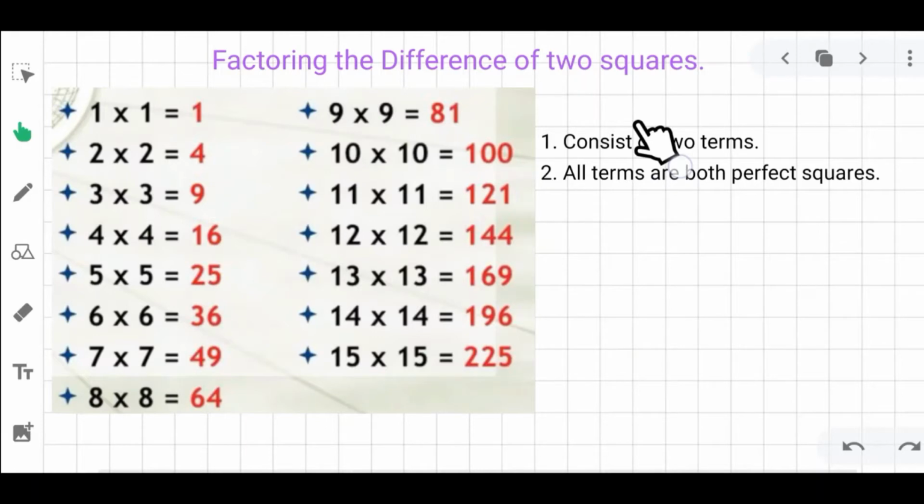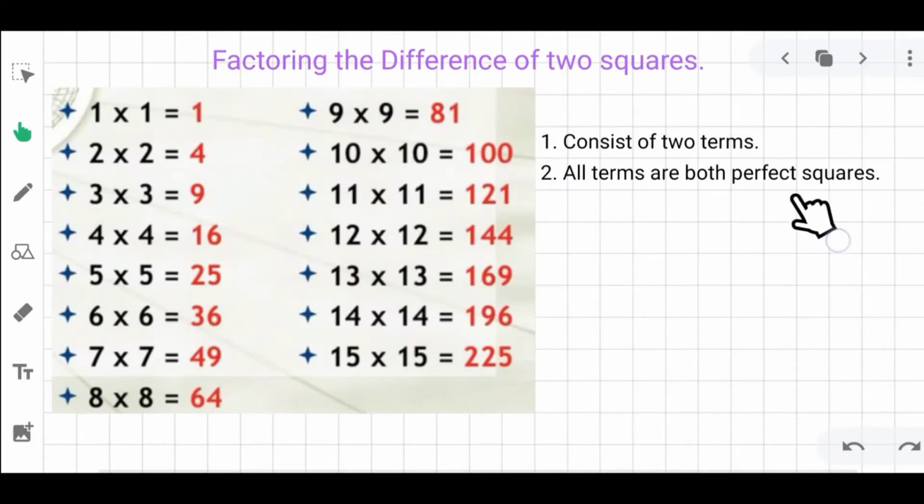So how do we know kung yung given equation ang gagamitin natin ay difference of two squares? Of course, first things first, dapat it consists of two terms. Dapat dalawang terms ang equation natin. And then second, all terms are both perfect squares.